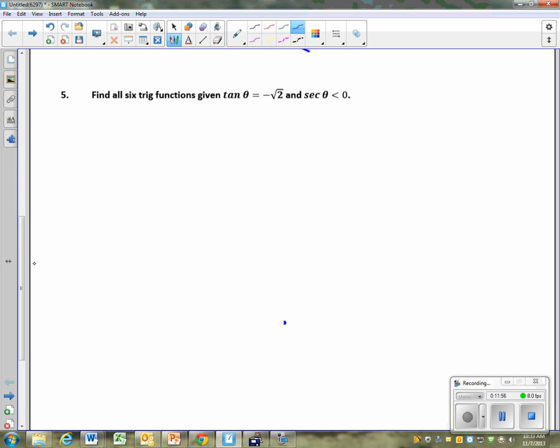Okay, let's check it out. Here's what I see. Tangent is negative. So here's how I do it. I don't necessarily look directly at it. I quickly draw a graph, and I see tangent is negative and secant is negative.